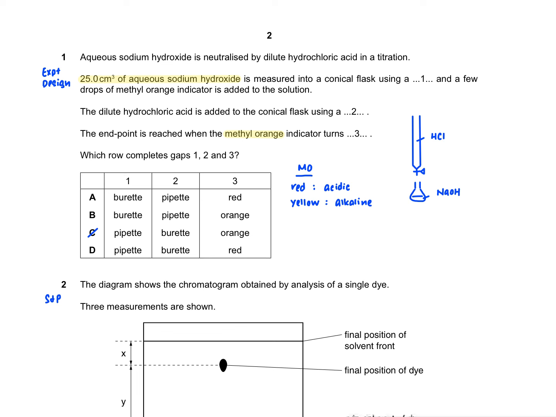And the indicator that we're using is methyl orange. So in the chapter of acids and bases, we learned about indicators. We need to know the colors of methyl orange. We need to know the colors of litmus and also universal indicator. For phenolphthalein, I don't think it's in the syllabus, so you need not know the colors for phenolphthalein. For methyl orange, you need to remember that in acidic solutions, it is red. In alkaline solutions, it's yellow. And at the end point, it is orange.